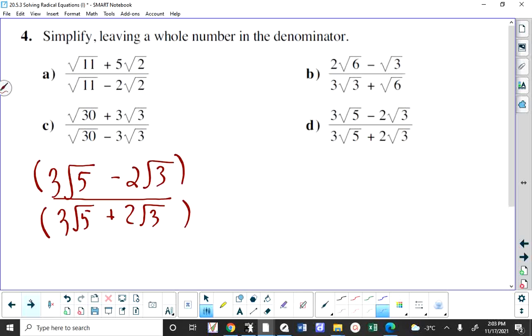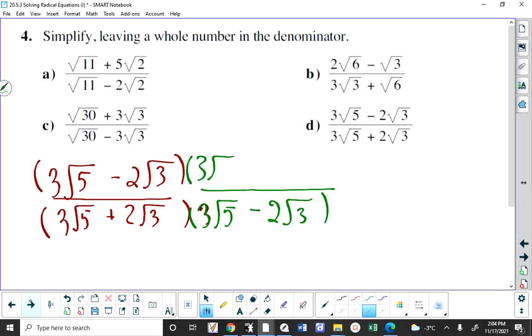You would multiply, so this is the rule that we learned yesterday, the top and the bottom by the conjugate of the denominator, which would be 3 root 5 minus 2 root 3. And you have to multiply the top and the bottom by that. So remember, a conjugate is identical to the binomial, except if the binomial had plus in between the terms, the conjugate has minus. If the binomial had minus in between the terms, the conjugate has plus.